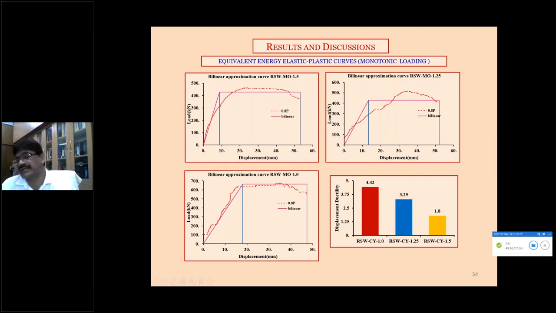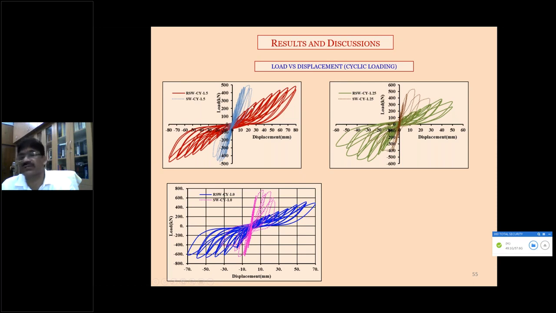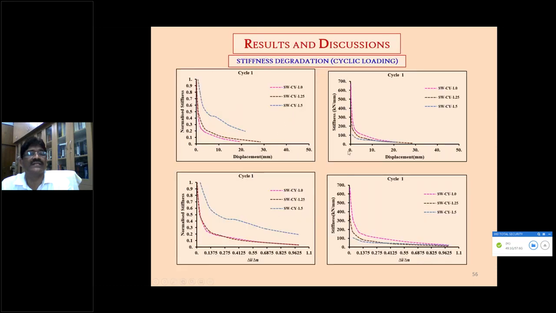Now the cyclic, the first hysteresis loops created. This is for the shear wall after earthquake loading, and a comparison. Actually the stiffness has come down after testing even the refined shear wall. Though the capacity looks good, the stiffness has come down significantly. These are the stiffness degradation curves, normal and normalized. Stiffness degradation indicates the ability of the shear wall, and this is the cumulative energy.